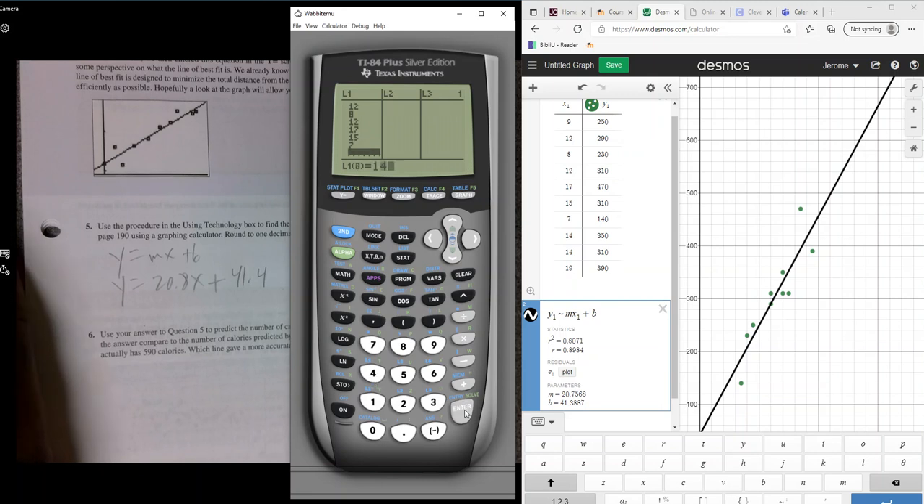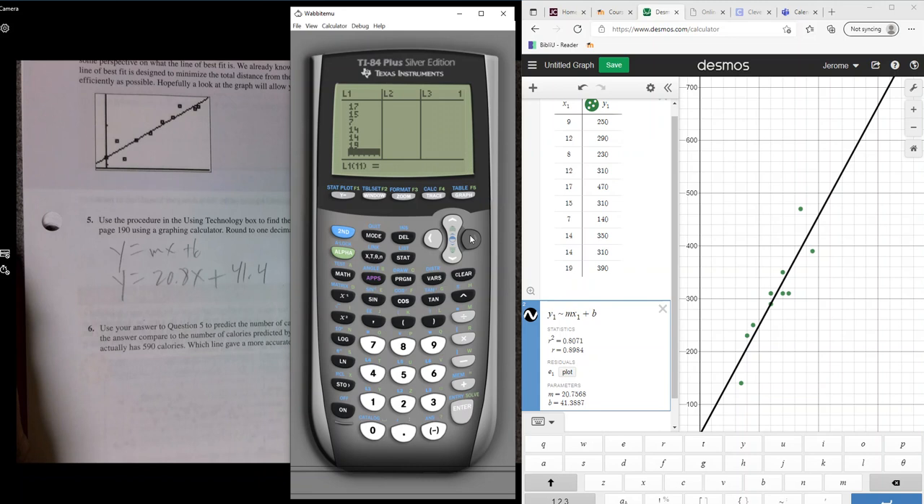All right, now I have to go back up here and type in the rest of the numbers. 50, 290, 230, 310, 470, 390. Okay, now we got all the values in.